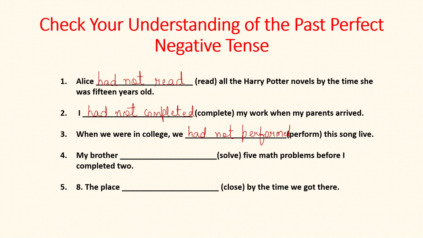My brother dashed 5 math problems before I completed 2. My brother had not solved 5 maths problems before I completed 2. The place dash closed by the time we got there. The place had not closed by the time we got there.